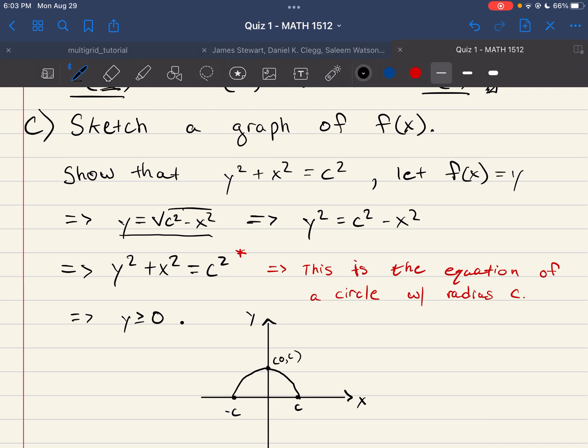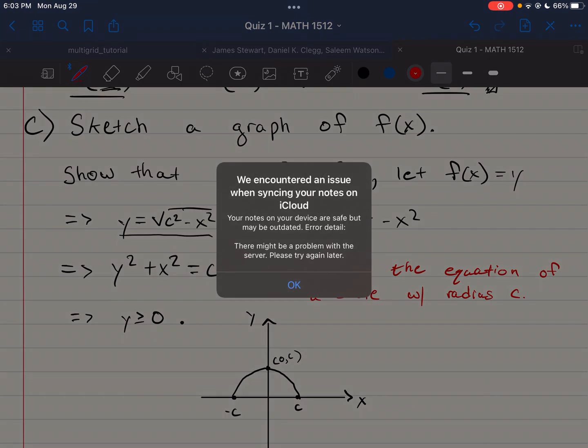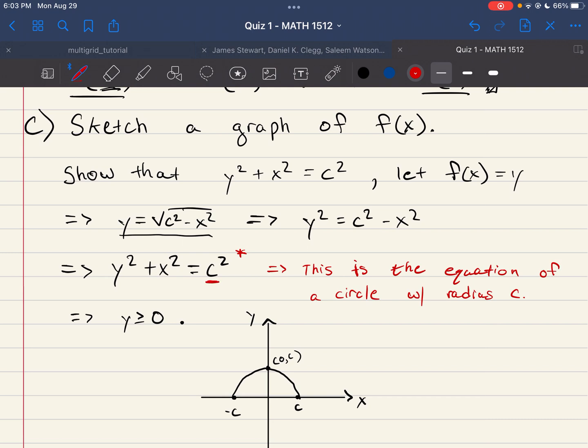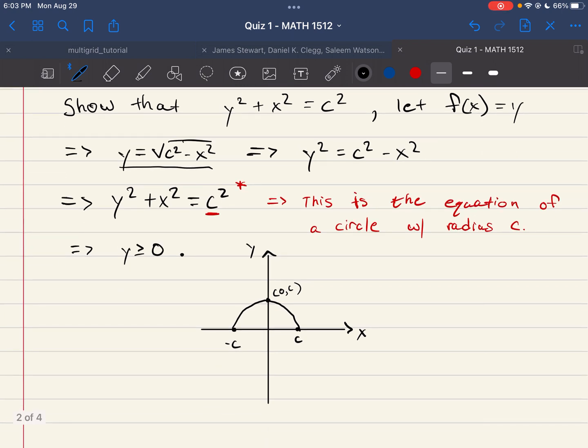And this form should jump out as the equation of a circle, where the radius is c. And since we know that our original y was equal to the square root, we know that y is only positive, or it's positive or 0. So we're only going to have the top half of our circle.